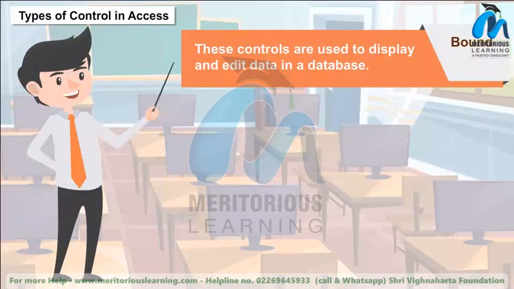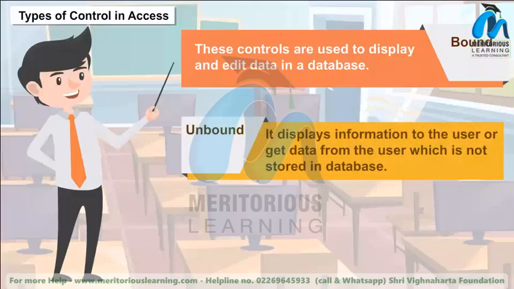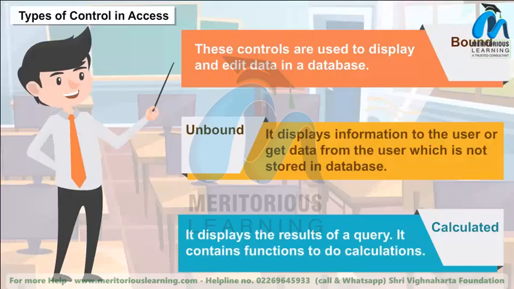Bound. These controls are used to display and edit data in a database. Unbound. It displays information to the user or gets data from the user which is not stored in the database. Calculated. It displays the results of a query. It contains functions to do calculations.